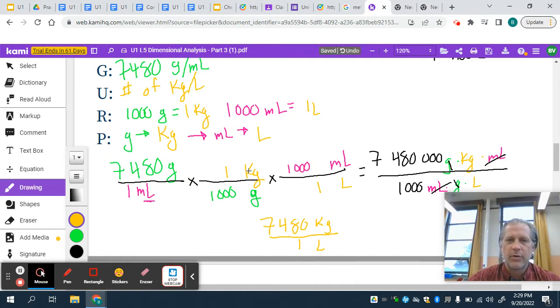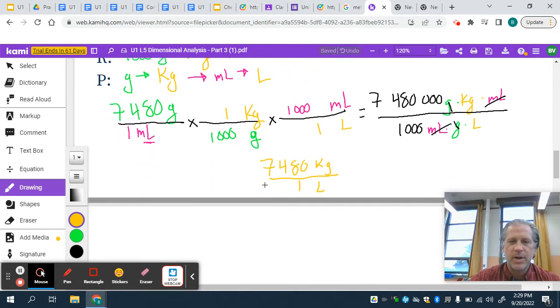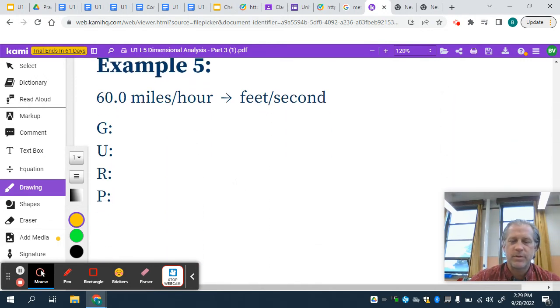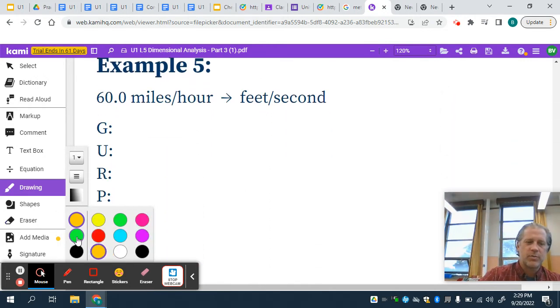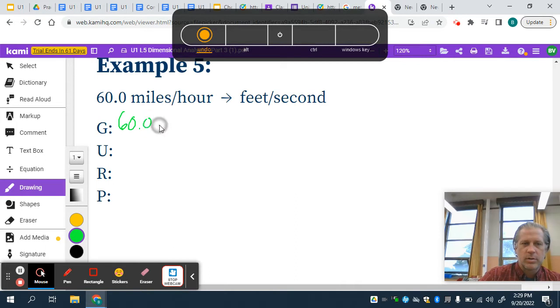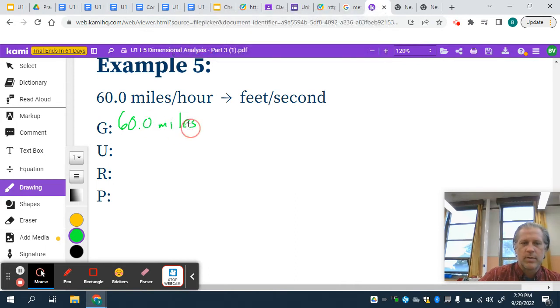All right, so that's the first sample problem. So now we're going to jump down and do the second sample problem. And this one is the same idea. It's a derived unit. So we're going to start just like we did the last one. So I'm going to take 60 miles per hour, and we are going to convert that to number of feet per second.